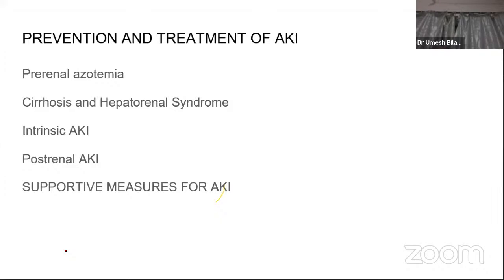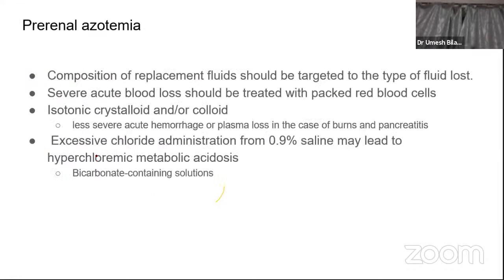Prevention and treatment of AKI. The treatment of AKI goes in the different stages I'm discussing here. The first is pre-renal, how to treat. Then if the patient develops cirrhosis or hepatorenal syndrome, how to treat. Intrinsic, post-renal, and supportive. We'll go with each heading. So in a patient who has pre-renal azotemia, the patient has not developed intrinsic kidney disease in the early stage. How to treat?